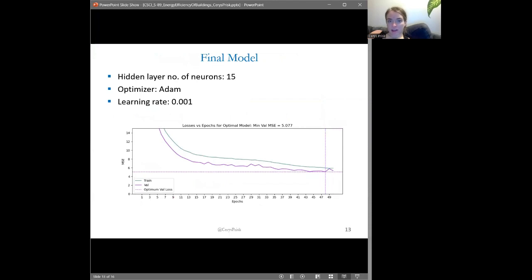So for the final model, I used 15 neurons in the first hidden layer with the Adam optimizer and a learning rate of 0.001. And the optimal MSE was 5.077 at 48 epochs. Ideally, I would have rerun the model with the 48 epochs for my predictions. However, due to the small change between 48 and 50, I just retained the model with 50 epochs for the validation.